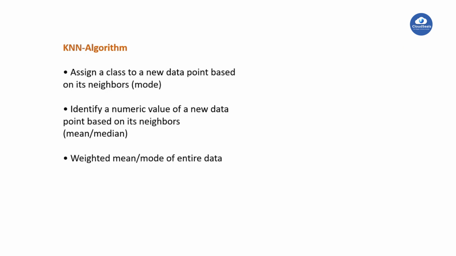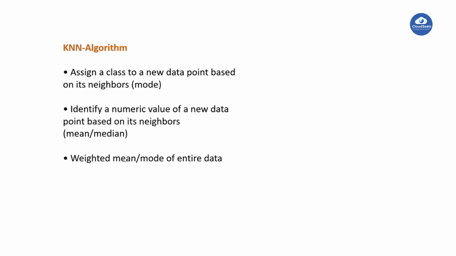continuous variable means there might be values like 0.5, 0.25, 0.75, 0.88. At this time, what will we apply? Mostly we will apply the mean. Why? Because the mean has the average formula. Scientifically, it has algorithms for the average. That's why, based on the data, we choose whether to apply mean or median. Weighted mean, mode of entire data.